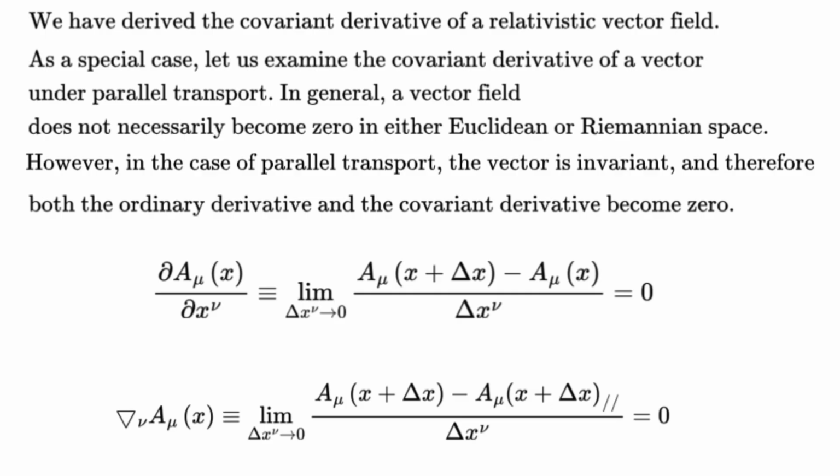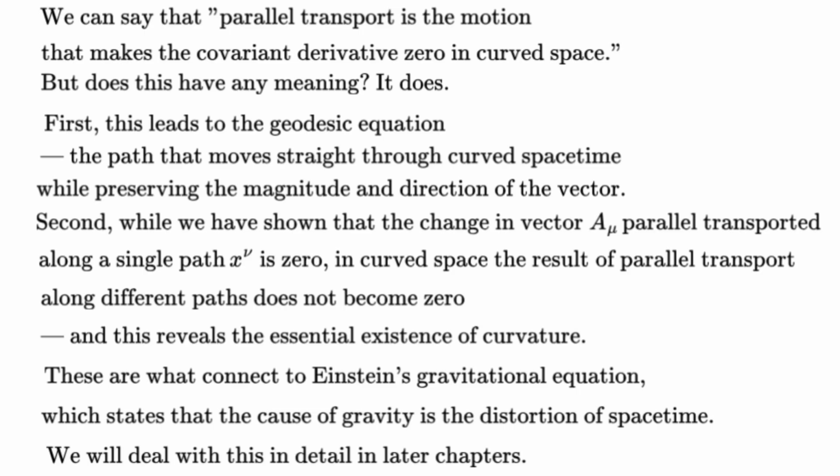In general, a vector field does not necessarily become zero in either Euclidean or Riemannian space. However, in the case of parallel transport, the vector is invariant, and therefore both the ordinary derivative and the covariant derivative become zero. We can say that parallel transport is the motion that makes the covariant derivative zero in curved space. But does this have any meaning? It does.